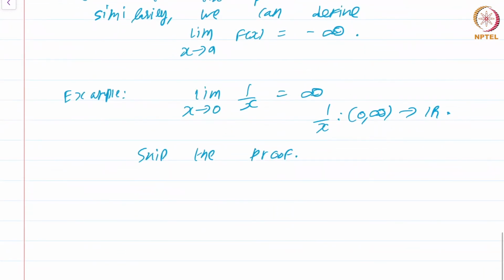Okay. Similarly, limit x going to 0 of 1 by x is minus infinity, where 1 by x is defined from (minus infinity, 0) to R. That proof is also entirely similar.